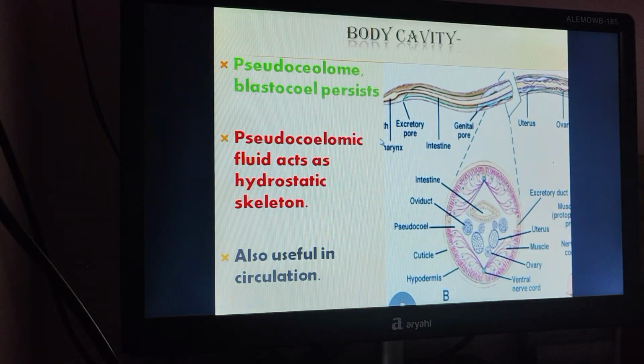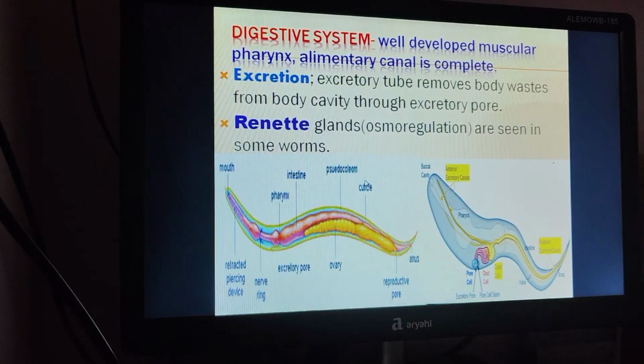Ecdysis process. As I said, Nematoda are the only pseudocoelomate phylum. They don't have a true coelom. So this pseudocoelom will act as the hydrostatic skeleton. This is the pseudocoelom, right? And then this is the intestine, gut region, right? So this is used for circulation of the fluids also.